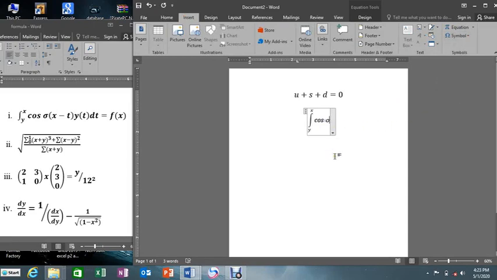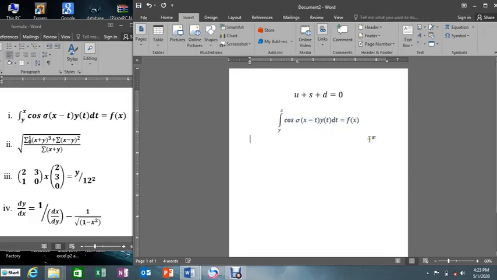Then we leave some space. Then we open the bracket. They need x minus a t. Close the bracket, put y outside, then open t, then into bracket again, then change in t or dt, again space, equals, then function of x, type f, then open the bracket. That is as simple as that.